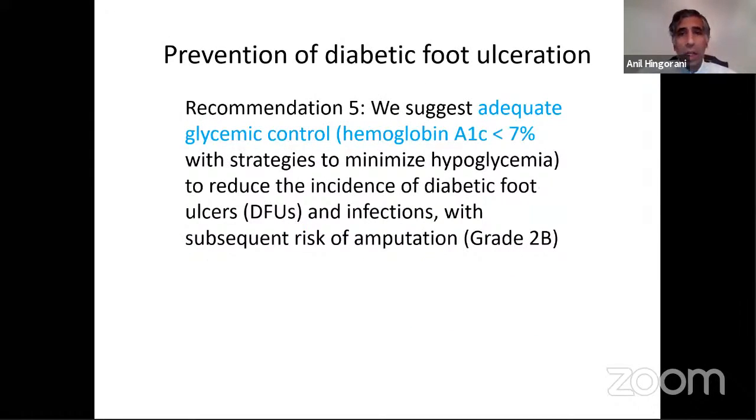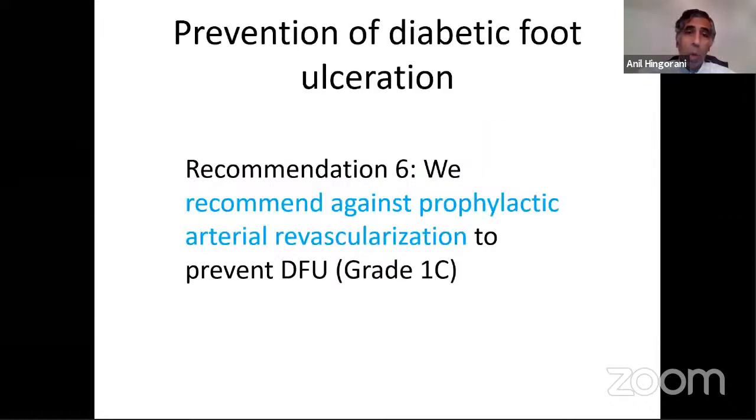We also suggested adequate glycemic control with a hemoglobin A1C less than 7%, being important to help reduce the incidence of diabetic foot ulcers and infections and the subsequent risk of amputation. We suggested against prophylactic arterial revascularization, and this is aimed at some practitioners who are doing these procedures in patients who may be asymptomatic.